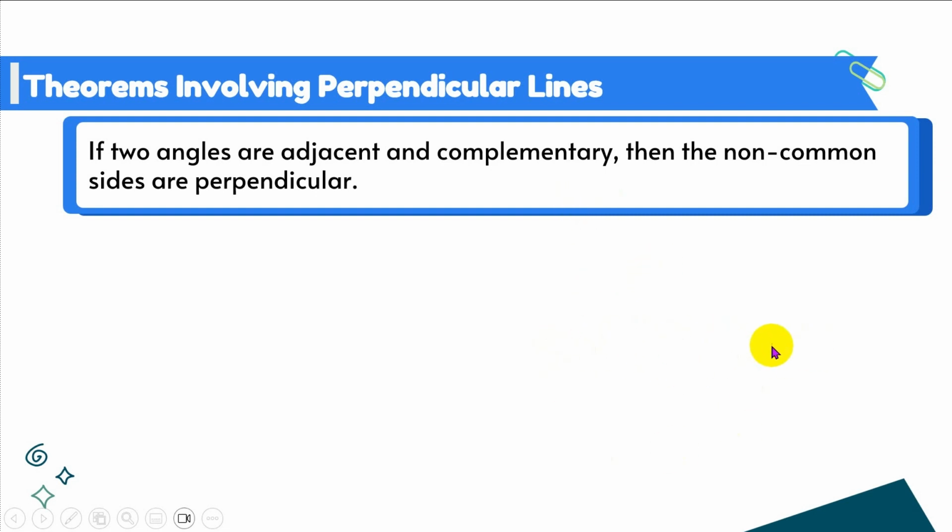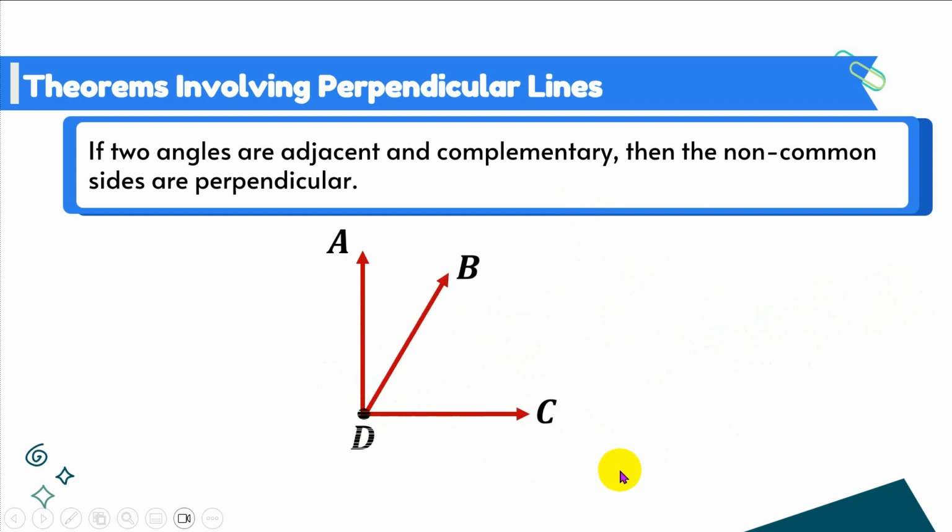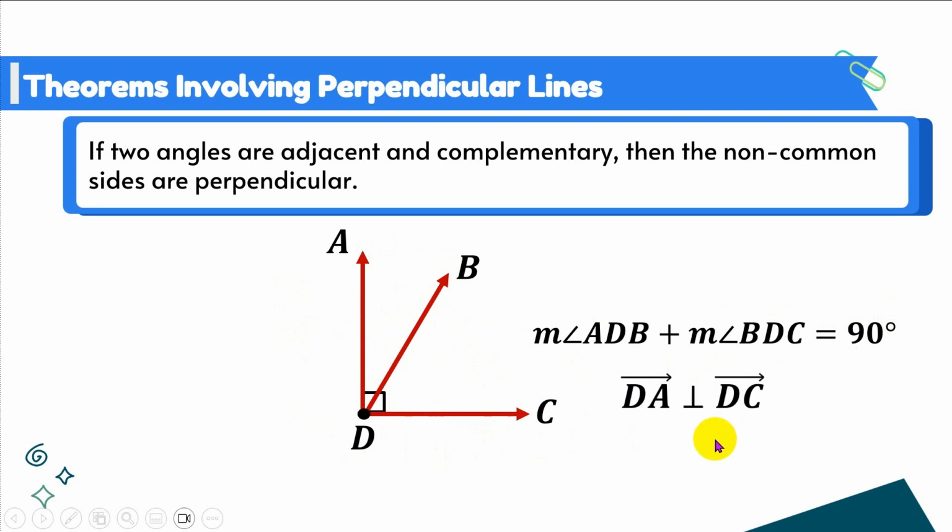So, kahit complementary ang involved, ibig sabihin nakapag-form ng 90 degrees. Therefore, the two non-common sides are perpendicular. So, kagaya po nito, we have ADB and BDC. If the sum of these two angles is 90 degrees, therefore, we have here ray DA and ray DC as perpendicular rays. Okay? So, ibig sabihin, itong dalawang side ng angles na to ay nakapag-form ng 90 degrees.